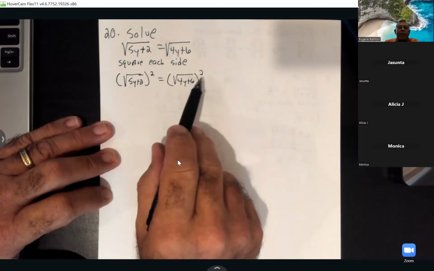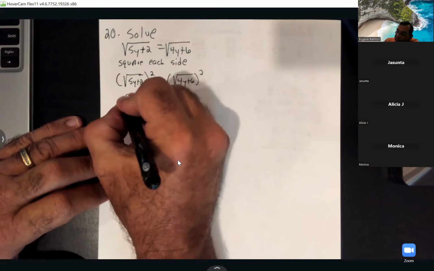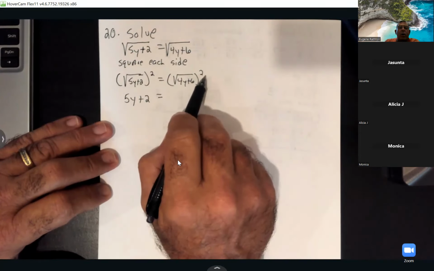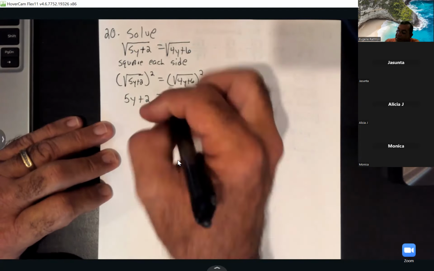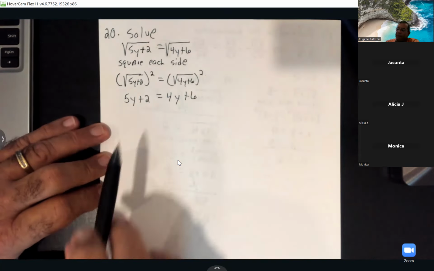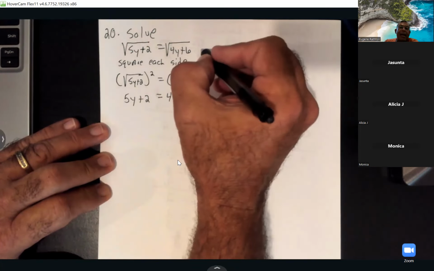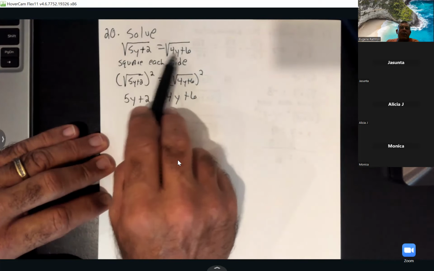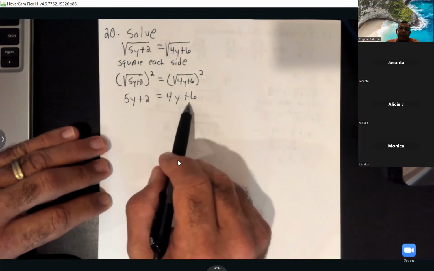Guess what? When you square this side, it's going to cancel that square root. So all that's left is the 5y plus 2. Well, on the right side, when I square it, it's going to cancel that radical out. So all that's left is the 4y plus 6. Now, in college algebra, we up the ante a little bit by maybe adding other numbers here. But on this test, when you got a radical equal a radical, square each side, and you'll get what was under the radical equal to what was under the radical.